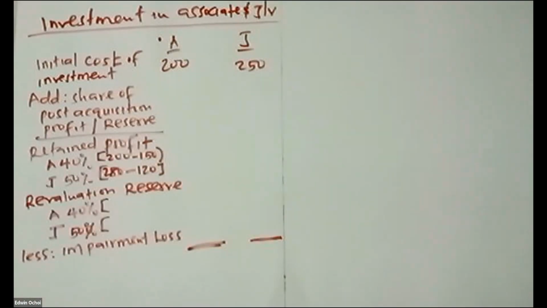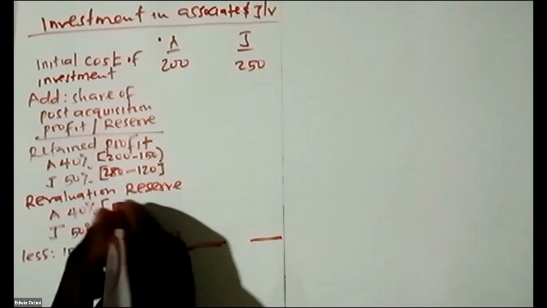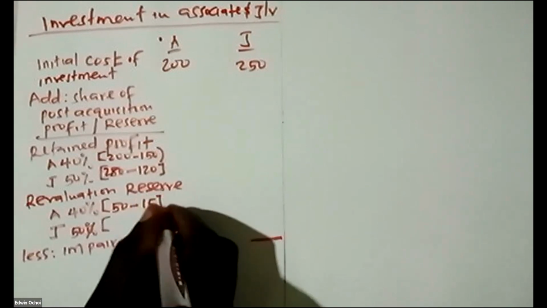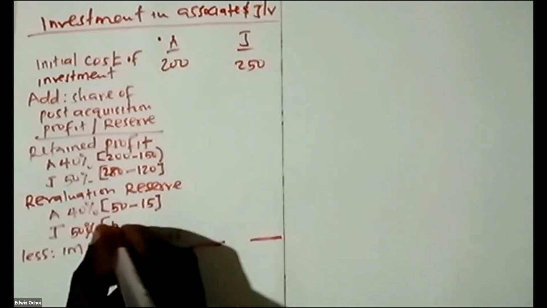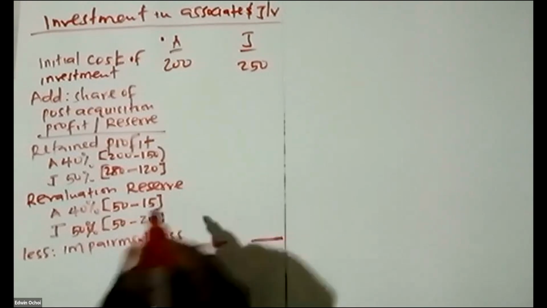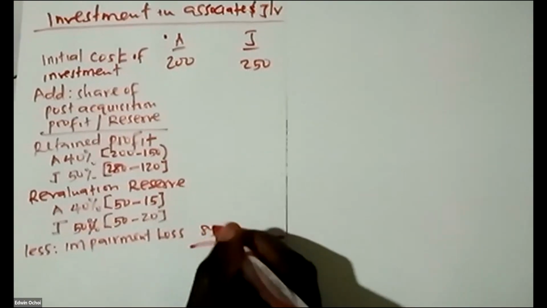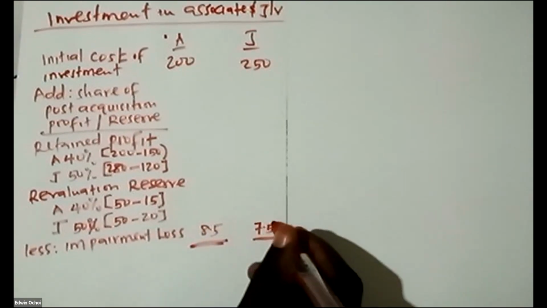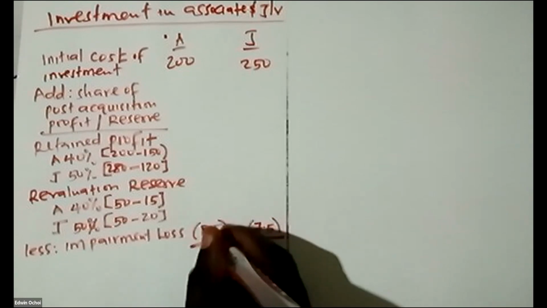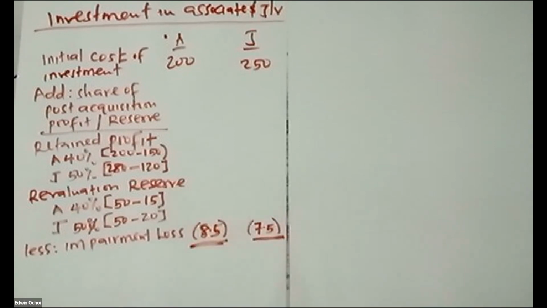So you do the same for revaluation. You do the same. So carry down was 50 here. Then at acquisition was 15. Then the other one was 50 and the 20. So these ones, 50 and 50, are from the statement of financial position. Then 15 and 20 are from additional information number 1, as at the time of acquisition. Impairment, I remember we got 8.5 and 7.5 when we were doing goodwill.